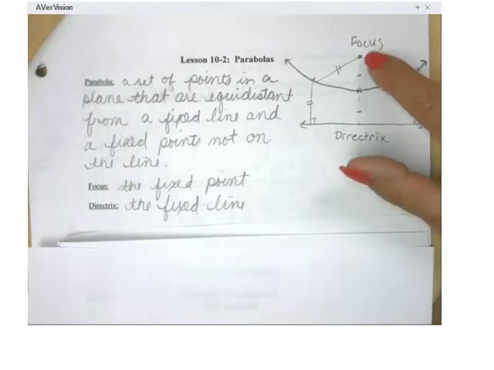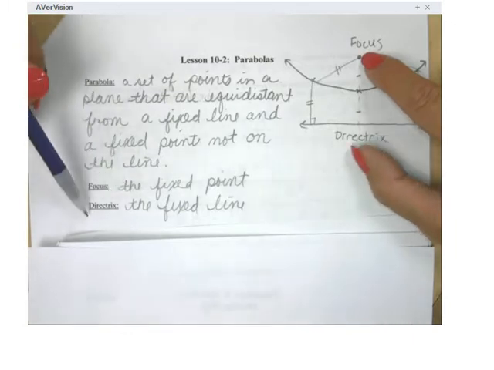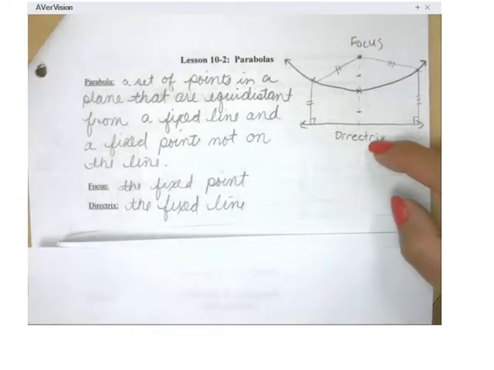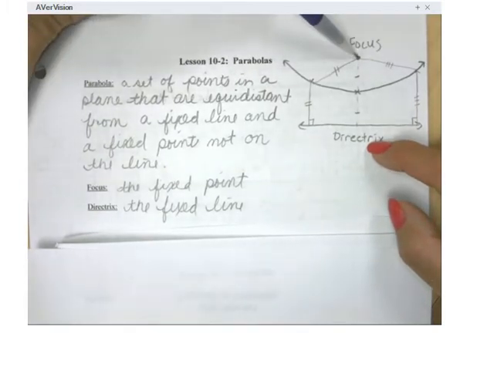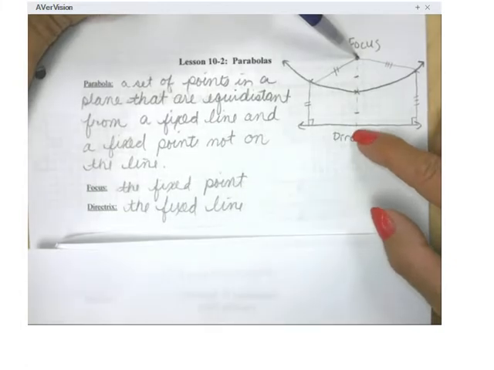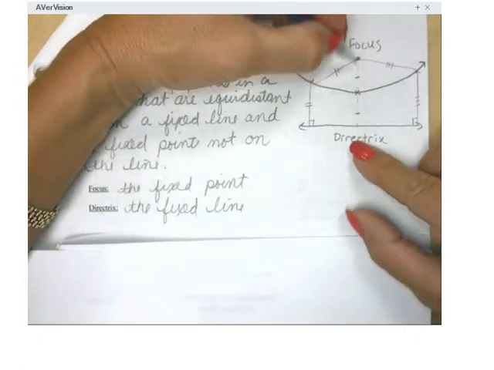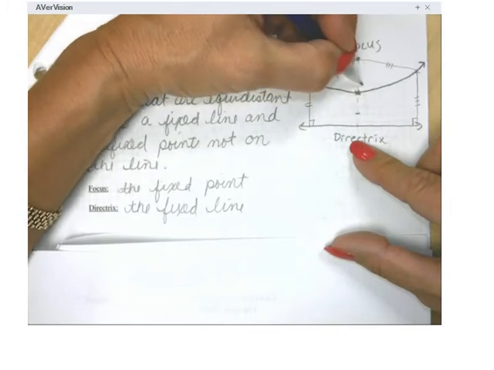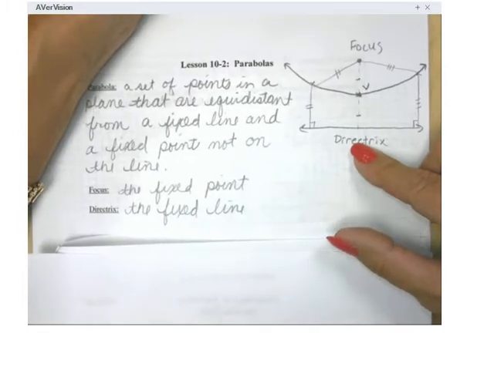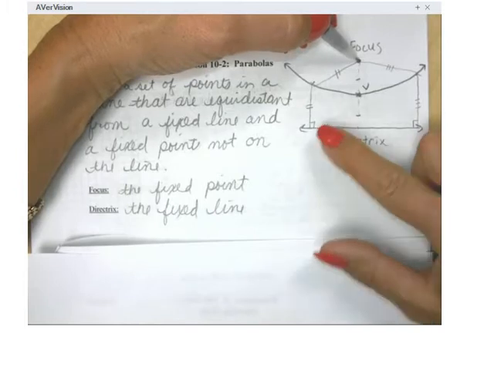So we basically start with a fixed point, which we call the focus, and then we have a fixed line called the directrix. And we want to find the set of all points which are the same distance from this point and this line. So we would know that right halfway in between these two there would be a point. And this point that is halfway between the focus and the directrix would actually be called the vertex for our particular parabola.